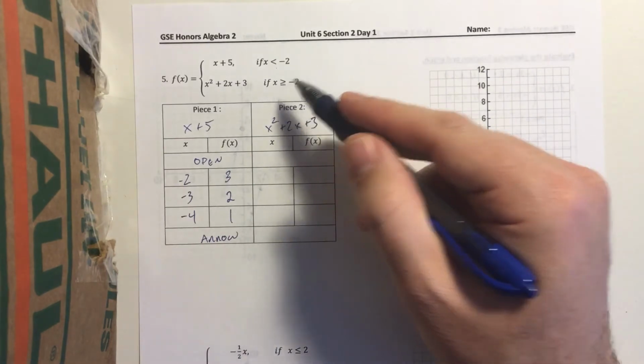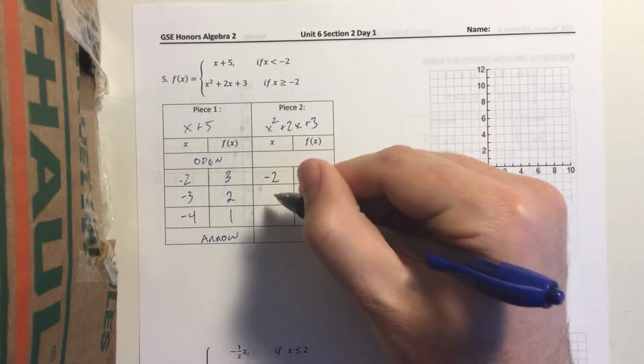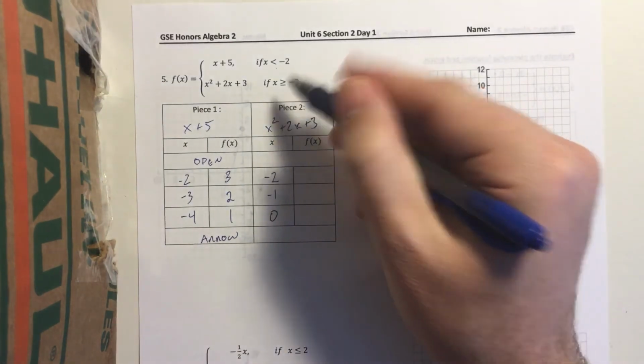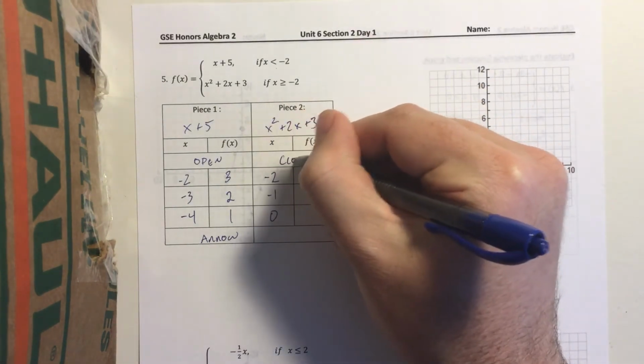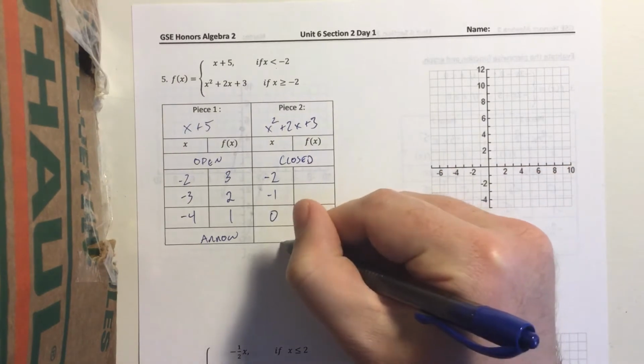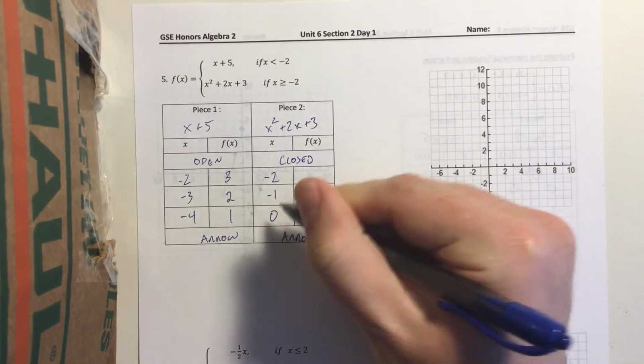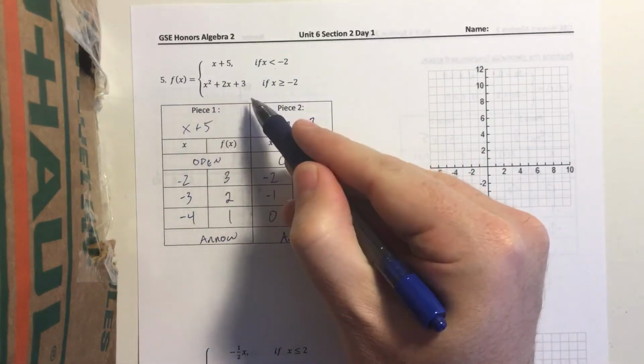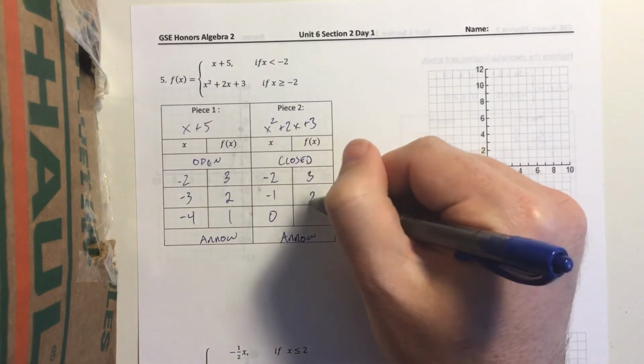For the second piece, its x value is greater than or equal to negative 2, so we're going to have negative 2, negative 1, and 0. And it's going to be closed at negative 2 since it's greater than or equal. And at 0, we're going to have an arrow because it keeps going after 0. That's just the last point that we're plotting. If we plug these into this equation, you should get 3, 2, and 3.